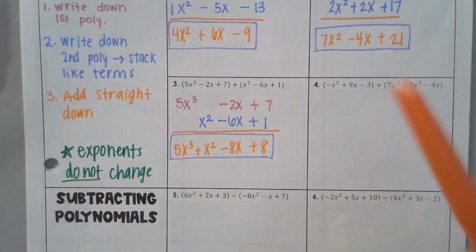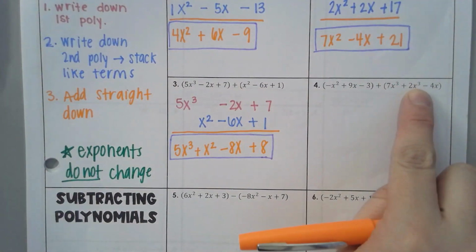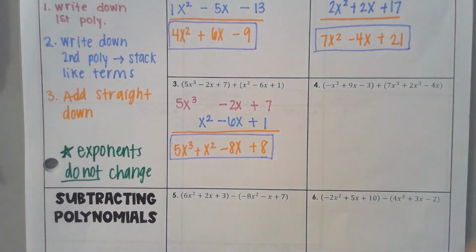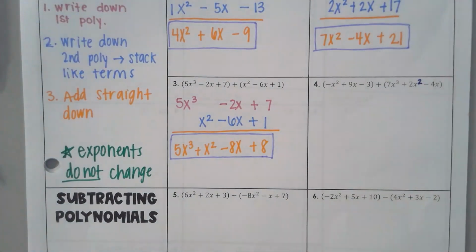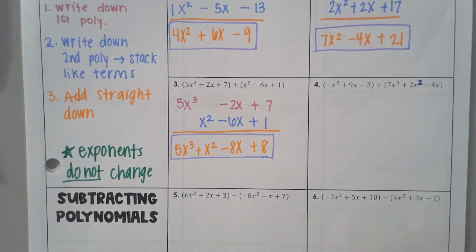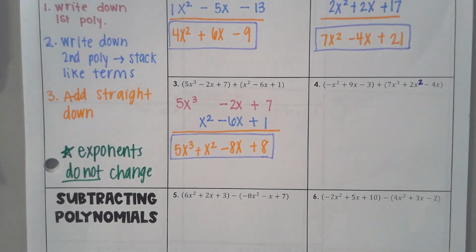Now this next one, this should be a 2x squared. That was a mistake on my part. And same thing for number 8. If you want to go ahead and change that, the middle one should be an x squared.